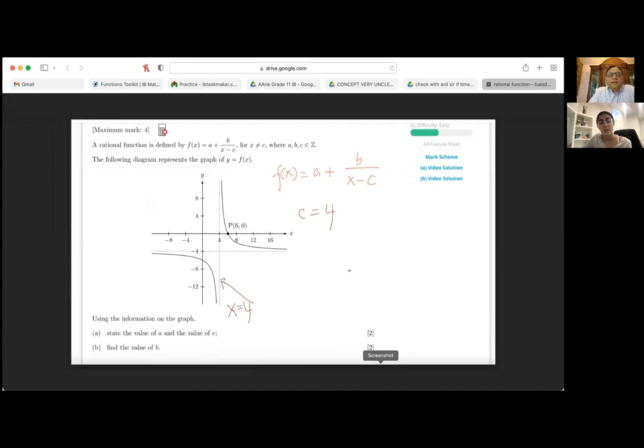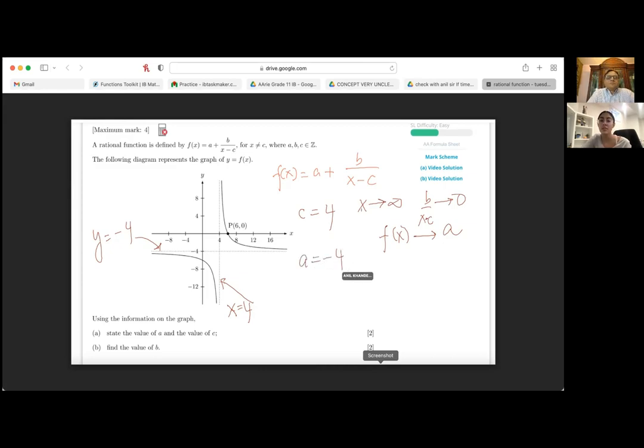Now the other important thing here is the horizontal asymptote. The horizontal asymptote is y equals minus 4. Do you see that? Yes. So when x approaches a large number, let's say infinitely large, b over x minus c will approach 0. So f of x approaches a. So the value of the horizontal asymptote is a. Therefore, we know a is equal to minus 4. Does it make sense to you?